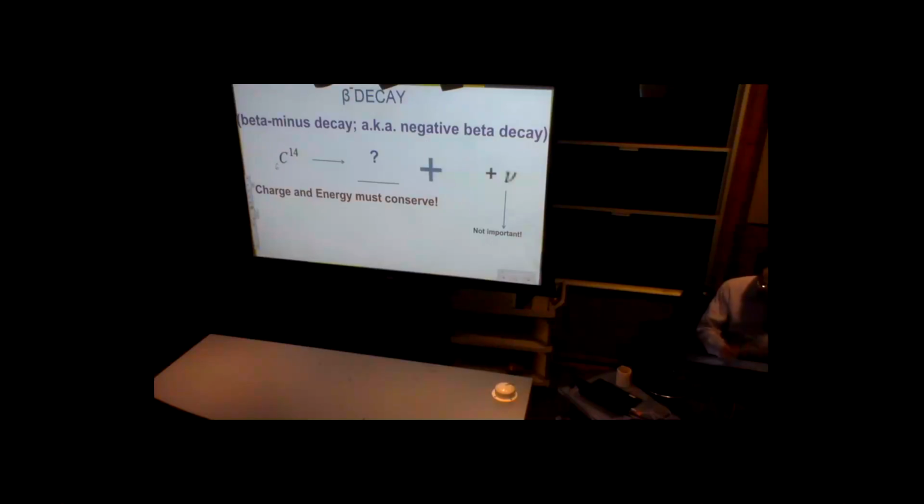minus an electron which has almost no mass, elementary charge is -1, and the law of conservation of electric charge says total charge before the reaction should be equal to the total charge after the reaction.